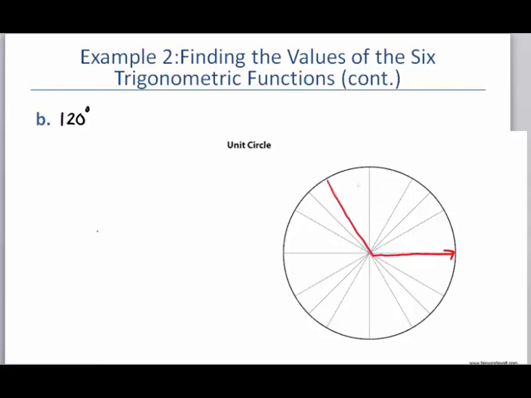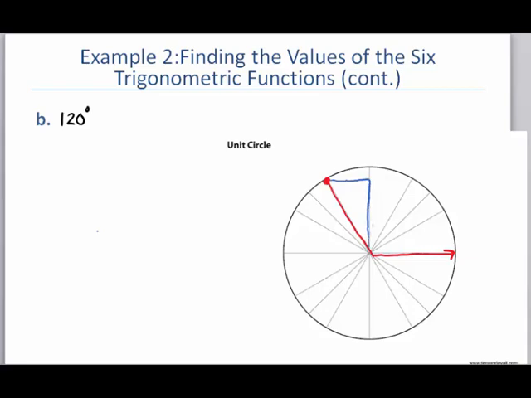Now, because this angle does not lie on the x and y axis, it makes it more difficult for me to figure out what that point actually is. So I'm still going to place my point where the angle on the terminal side intersects the circle. So my point will lie here. Now, in order to determine what that point actually is, I'm going to use a right triangle. So I am going to extend a line back to my y-axis and then down.